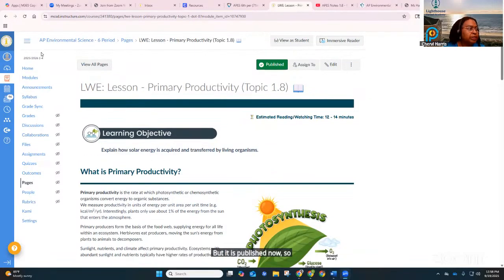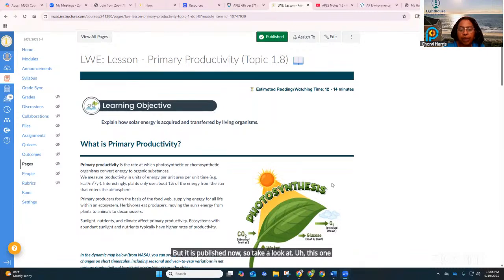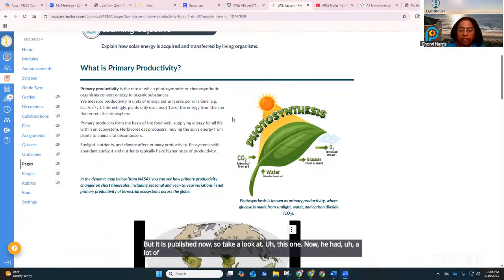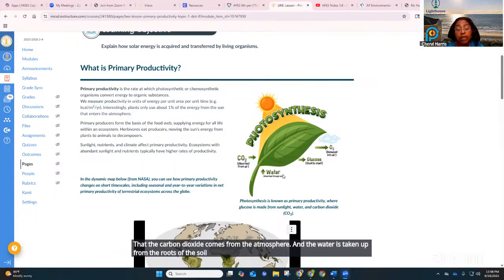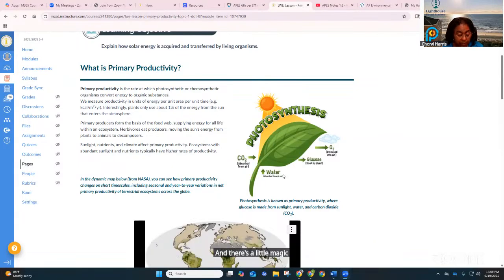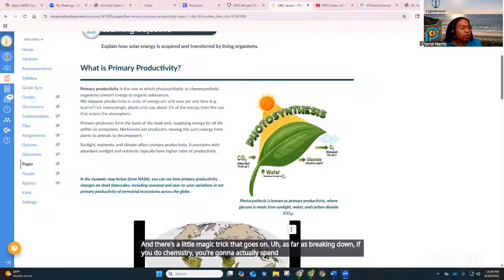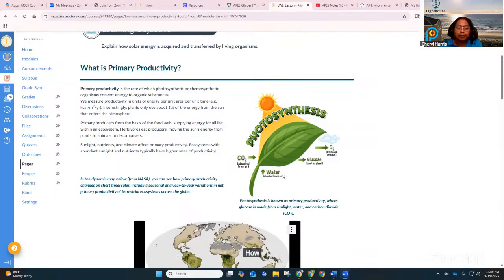So take a look at this one. Now he had a lot of conversation, and again, photosynthesis is very important. So understanding that equation, that the carbon dioxide comes from the atmosphere and the water is taken up from the roots of the soil. And there's a little magic trick that goes on as far as breaking down. If you do chemistry, you're going to actually spend some time talking about how this equation breaks down and molecules switch places, and the H in the water molecule, or actually some of the oxygen too.